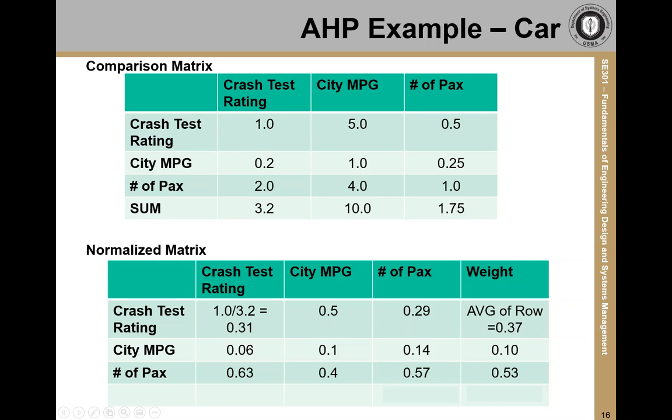All right, and then the key now is we can go ahead and do a quick check and find our sum, right? So we add our 0.37 crash test rating weight, our 0.1 city miles per gallon weight, and our 0.53 number of passengers weight, and that better equal 1.00. If it doesn't, we made a calculation error and we need to go back and check our math. So this is what we call the analytical hierarchy process, or the pairwise comparison method. Next up, we will look at how we calculate weights using the swing weight matrix.